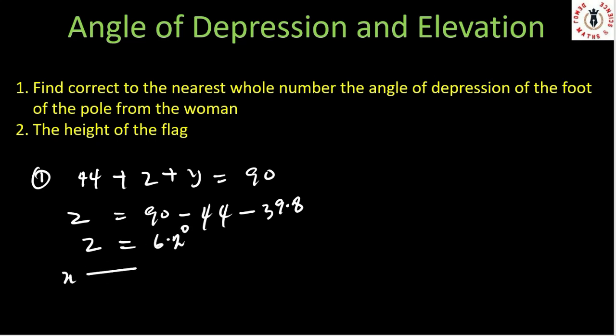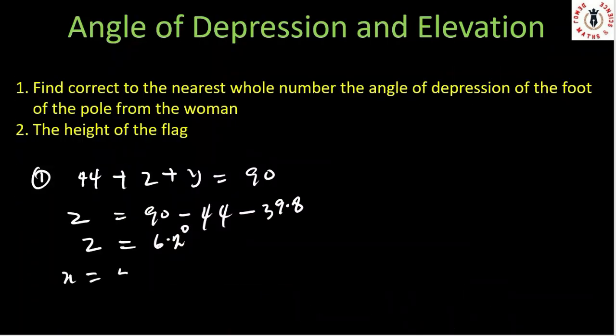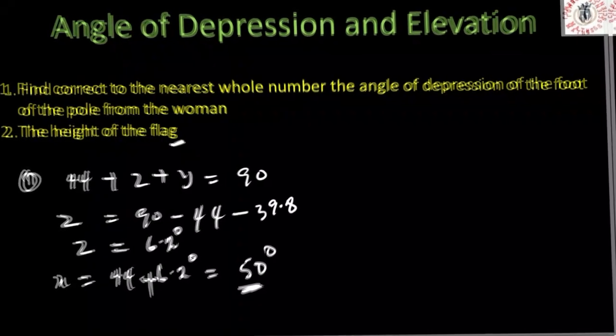Remember that my X is the same thing as 44 plus Z. That will be 44 plus 6.2 degrees, which is equal to 50 degrees. Now, the second question wants us to calculate the height of the flag. Let's get back to our diagram.